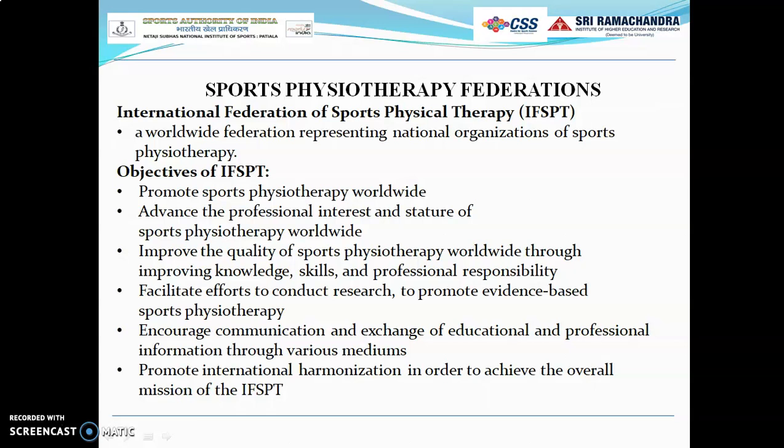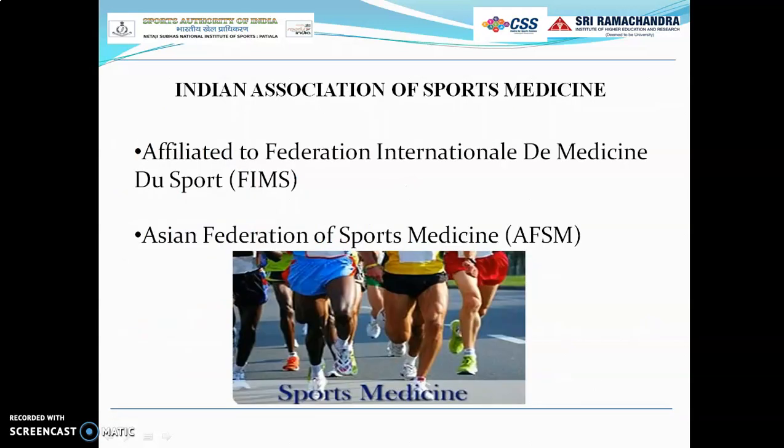What are the objectives of IFSPT? They promote sports physiotherapy worldwide, advance the professional interest and stature of sports physiotherapy worldwide, improve the quality of sports physiotherapy worldwide through improving the knowledge, skills and professional responsibility, and facilitate efforts to conduct research to promote evidence-based sports physiotherapy. Also, they promote international harmonization in order to achieve the overall mission of the International Federation of Sports Physical Therapy.